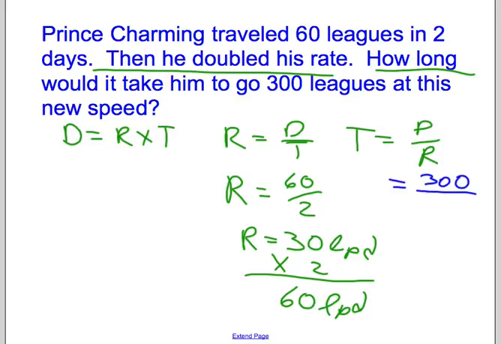So 300 over 60 would be 5, not 50. It'd still be 5 days.